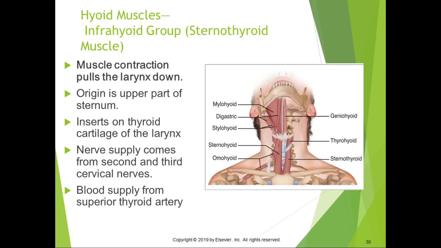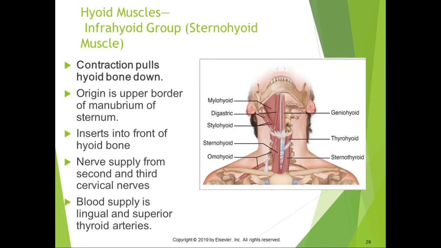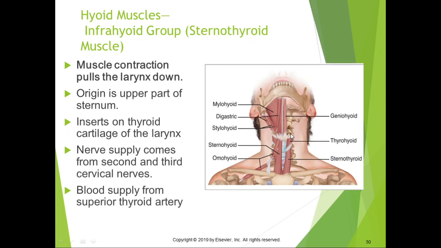Sorry, it's two different ones and they look very much the same. So this is the sternohyoid, coming from the sternum up to the hyoid. Then we have the sternothyroid muscle. So here's our sternothyroid. Again, it's coming from the upper part of the sternum going up into that hyoid bone. When this muscle gets contracted, it's going to pull the larynx down for us.